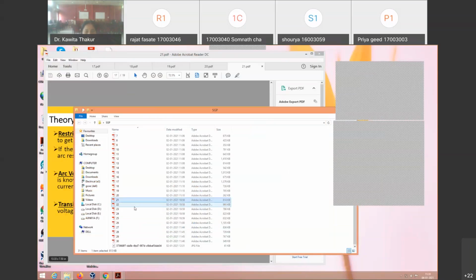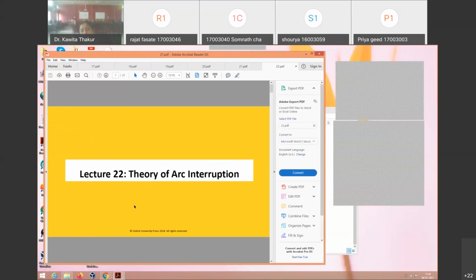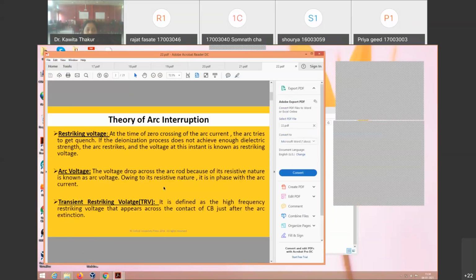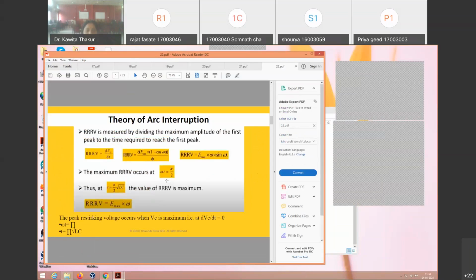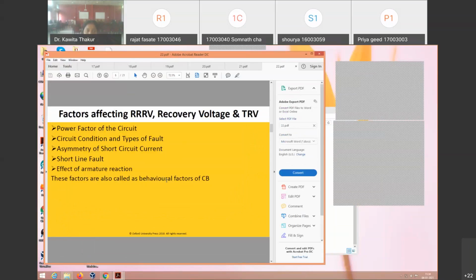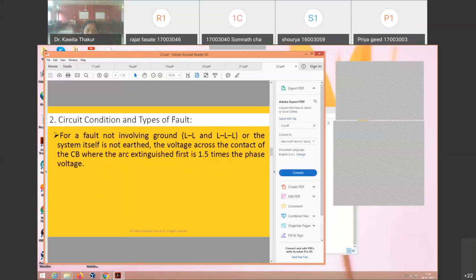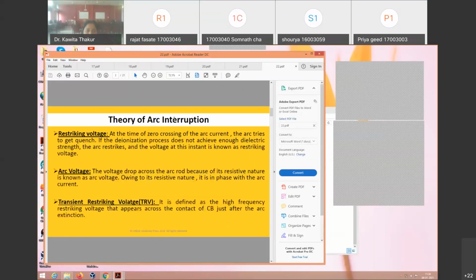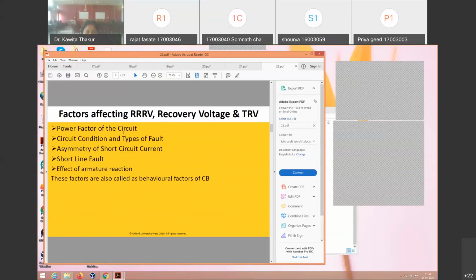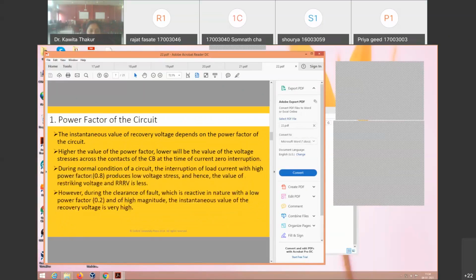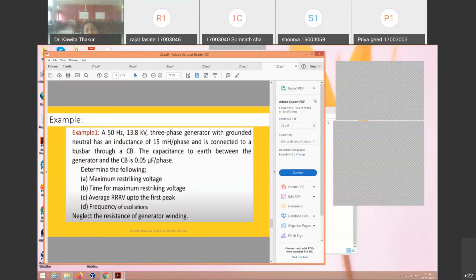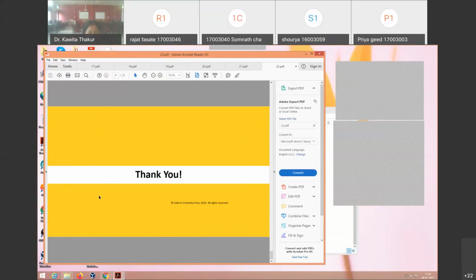Now in the 22nd lecture, we continued with the theory of arc interruption. We have solved one problem based on that. Also, we have seen in this lecture the factors affecting the rate of rise of striking voltage, recovery voltage, and TRV. These are the factors affecting the rate of rise of striking voltage: power factor of the circuit conditions, asymmetry of short circuit current, short line fault, and effect of armature reaction. This we have covered. We have solved one problem based on this.